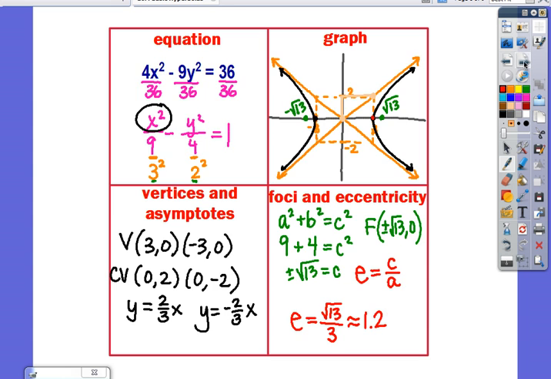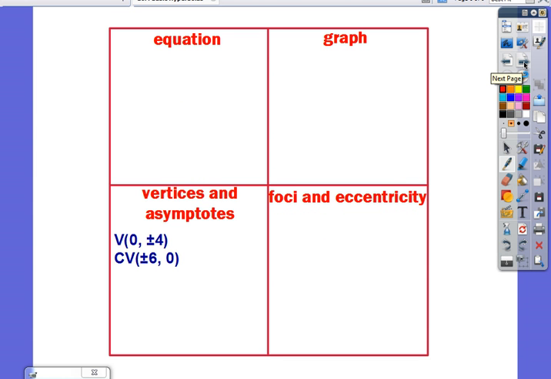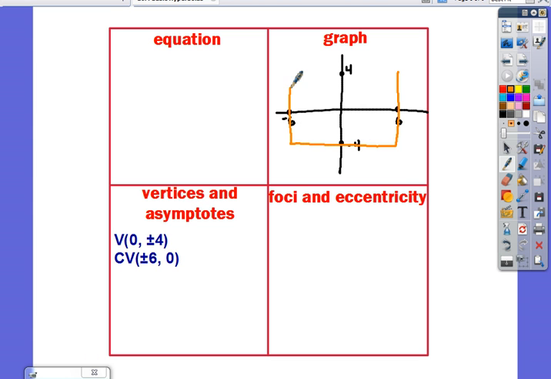So there's one example. Let's look at another one. I'm going to go straight to the graph. 4, 0, -4. Covertices at 6. And so here's an example where the covertices are bigger, and that's fine. It doesn't matter at all. So that just kind of tells us where our box is. Remember, the box is not part of the graph. It just kind of helps us get our grid lines in. The diagonals of the box being our asymptotes.